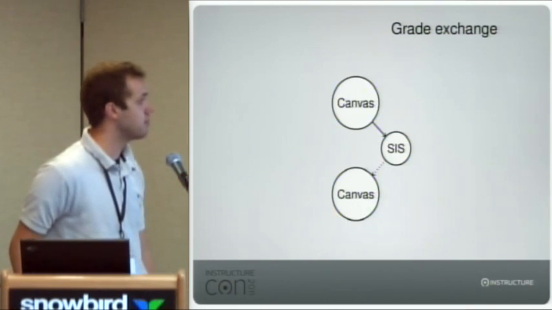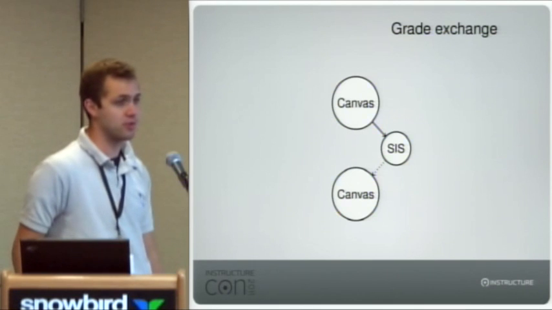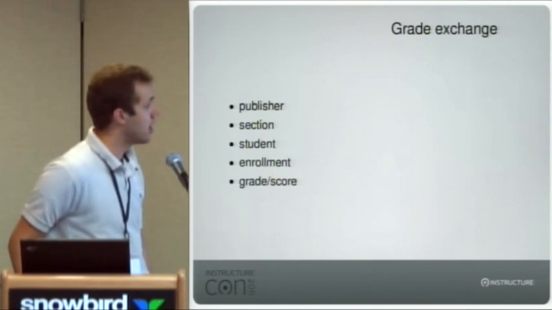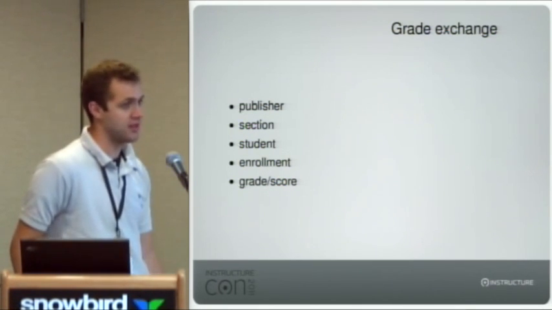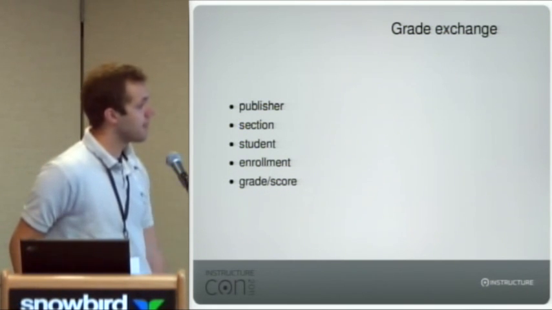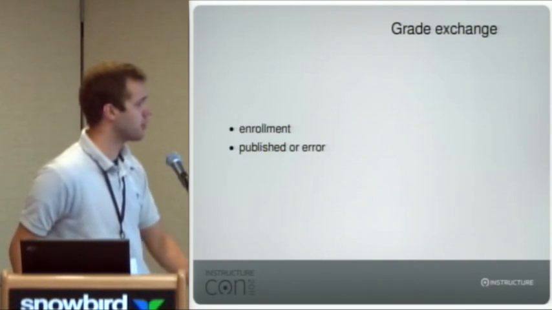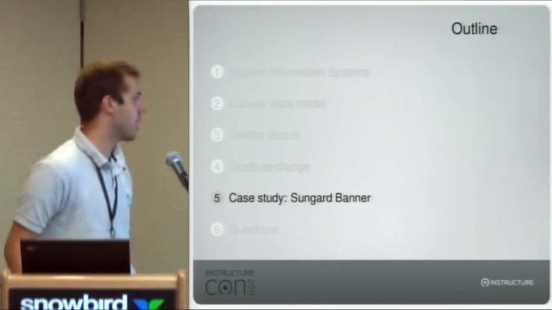We publish some CSV. Basically, the flow is Canvas publishes to the student information system at an HTTP endpoint, and then optionally you can configure it to wait for a response from the student information system about whether or not the grade publishing was successful. The things that are sent are who's publishing, like the teacher, the section currently in question, the student, the enrollment, and then the grade or score. We do both letter and number grades. And if you're going to return a response, you need to reply with the enrollment, and whether it was published or error.